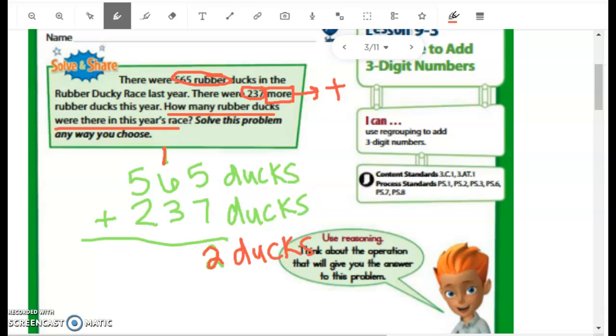Take down my ducks already, so I know I have that on there. 1 plus 6 is 7. 7 plus 3 I know is 10. So that is 10 or above, so I'm going to move one next door and drop the other on the floor. 1 plus 5 is 6, and 6 plus 2 is 8. 802 ducks.